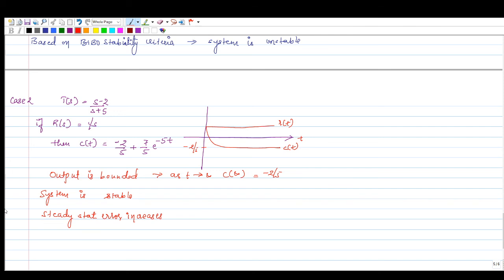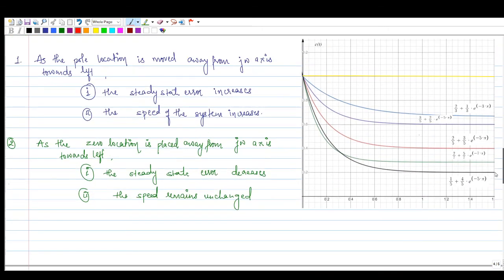So this is the effect of a zero located at the right hand side of the S plane. The zero will have no effect on the stability of the system. Stability of the system is entirely dependent on where your pole is located. But the zero will always affect the steady state error. Coming to the pole, if you place a pole more towards the right hand side of the S plane, then the possibility of instability arises.